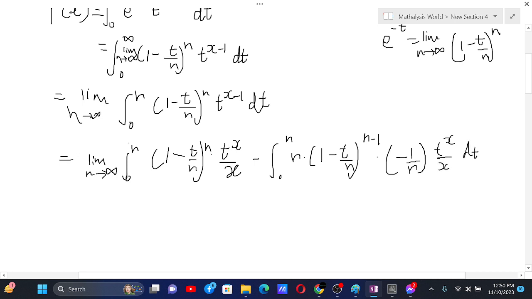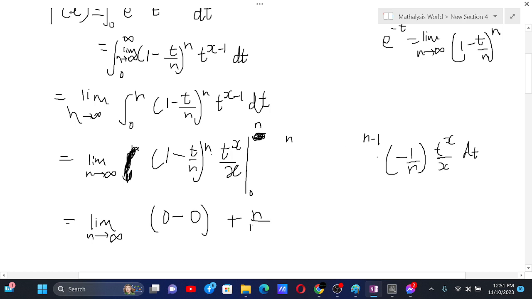Now, this is not an integral, actually, because we are evaluating by integration by parts from 0 to infinity. So the limit as n goes to infinity, and this is actually n itself, not just infinity. So the limit as n goes to infinity, and at n this is 1 minus n by n, so that is just 0, minus at 0, this one is 0, so this is also 0, and minus, now this minus also comes out to make it plus, and n by nx.